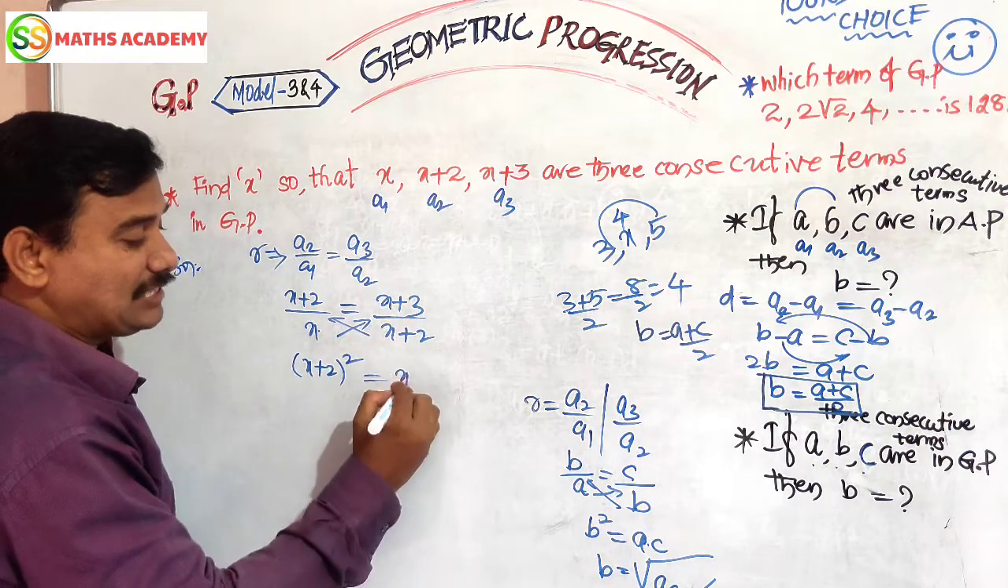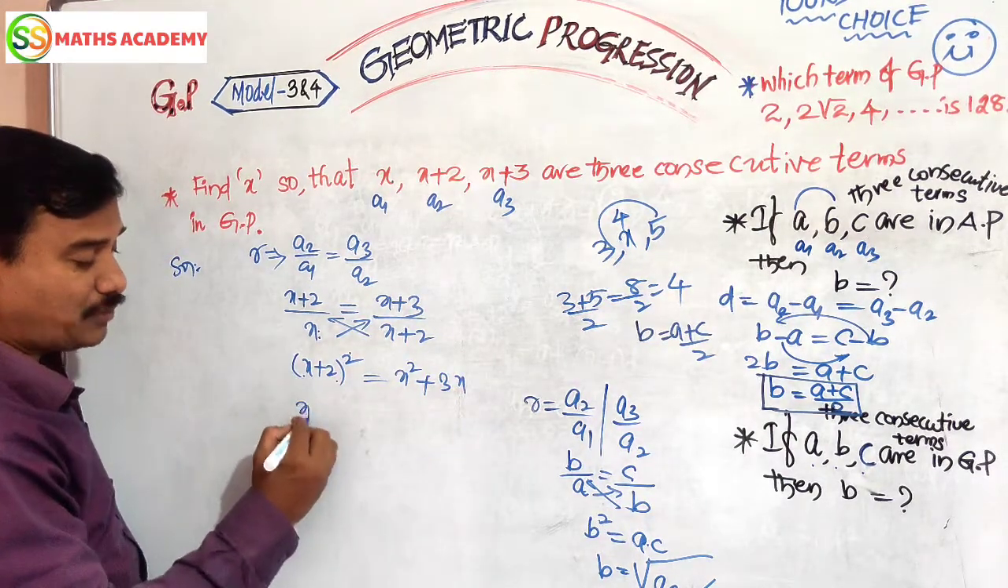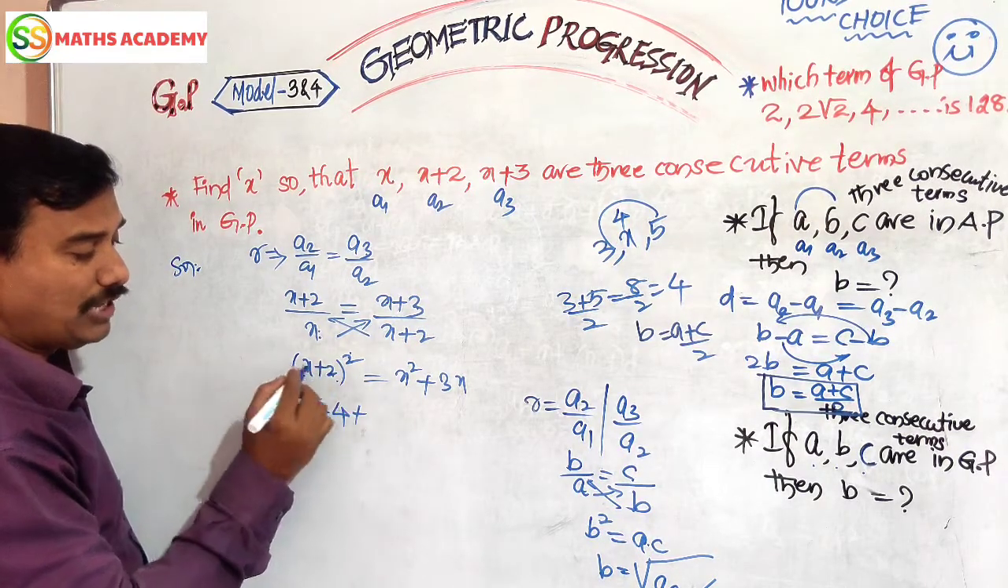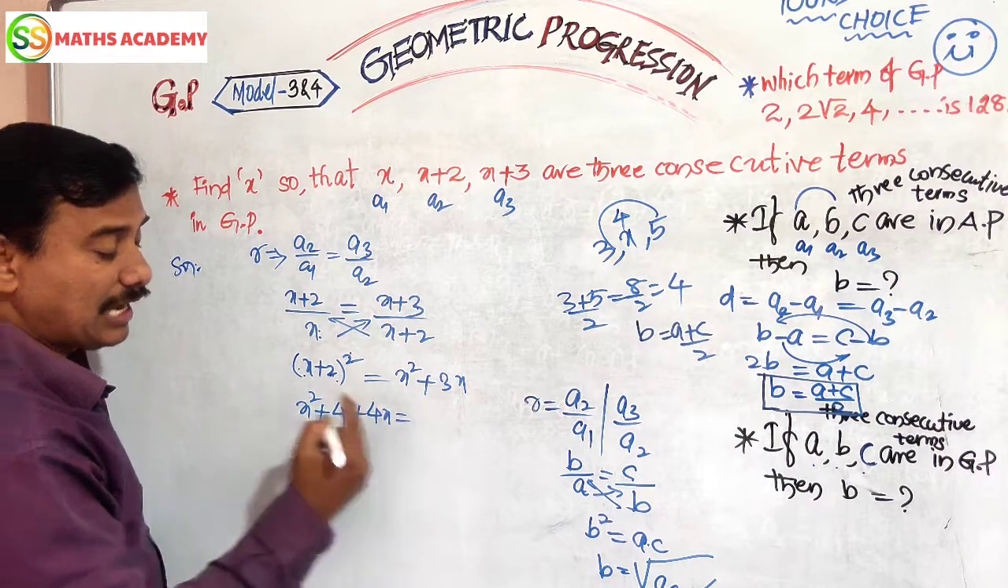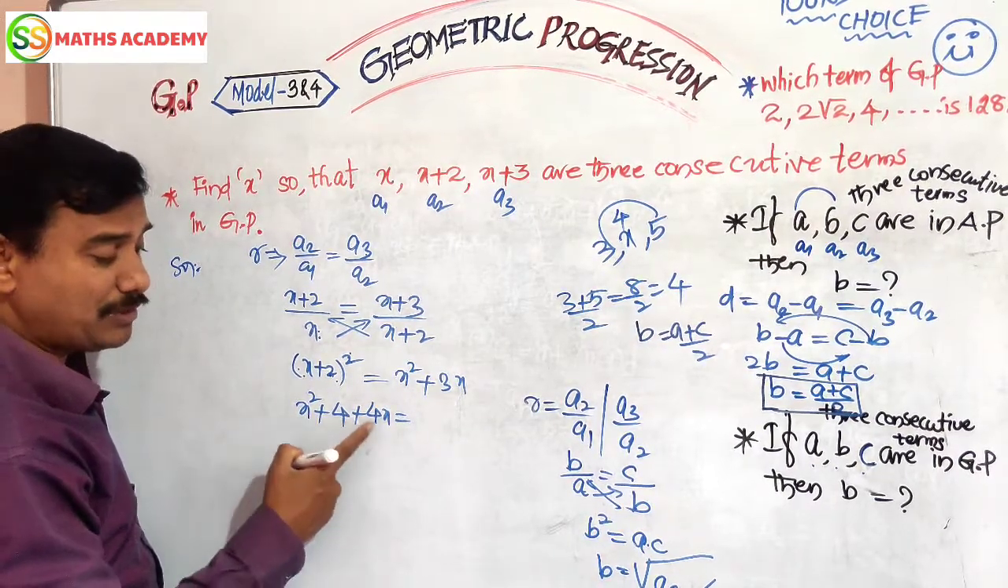Now x into x, x square. x into 3, 3x. Now (a plus b) whole square, expand it. x square plus 2 square means 4. 2ab, 2 into a into b, 4x. I expanded in the form of (a plus b) whole square, friends: a square plus b square plus 2ab.